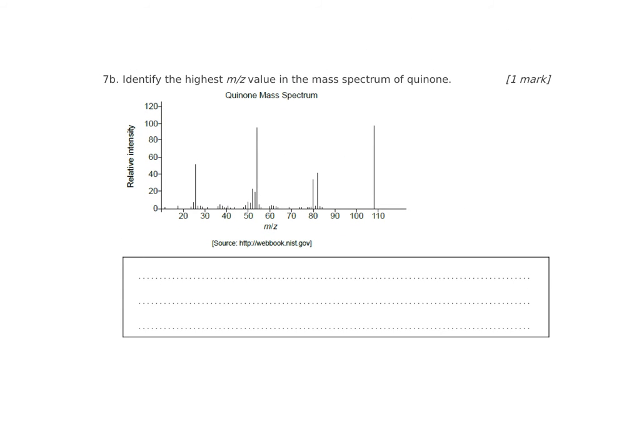7B. Identify the highest MZ value of quinone. So the highest one we could possibly get. They wouldn't allow you anything where you're trying to read off the graph. So it has to be exactly 108 or 108 with your decimal places if you calculated it fully.